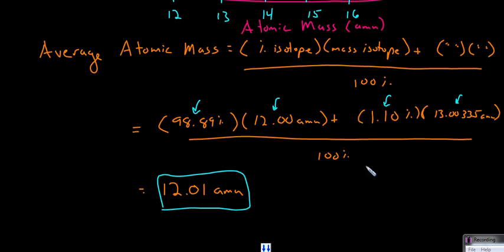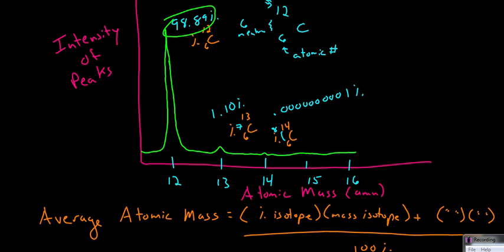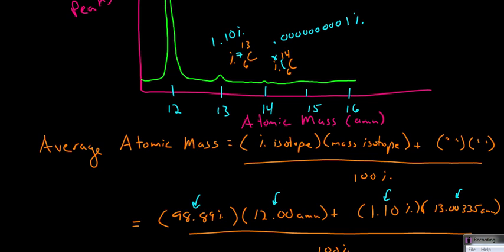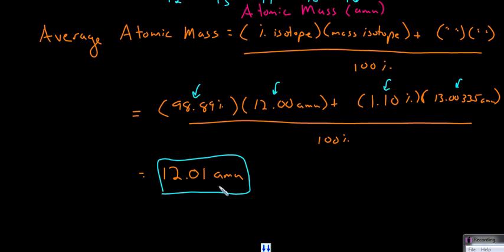Now, you will note that because the vast majority of carbon on Earth is actually carbon-12, the average atomic mass of carbon on Earth is much closer to 12 than to carbon-13. And we'll be watching a video about how to do further calculations with regard to that next.